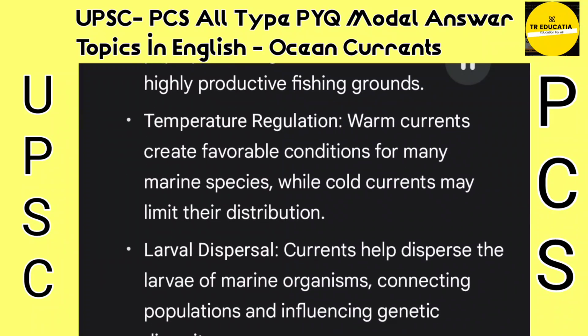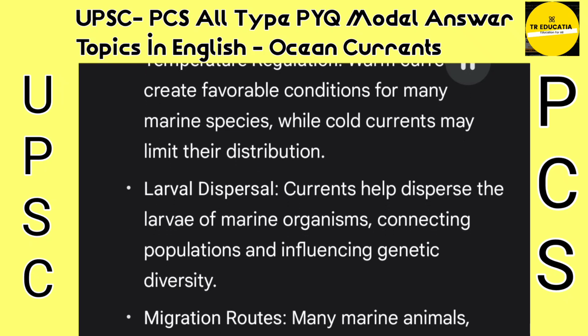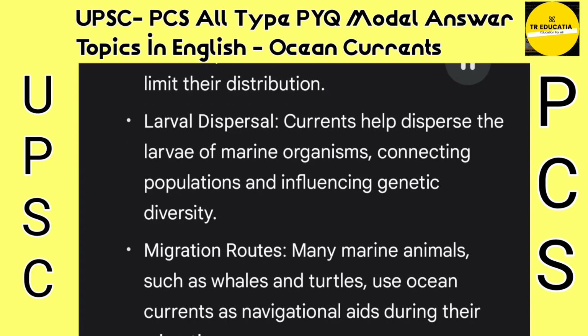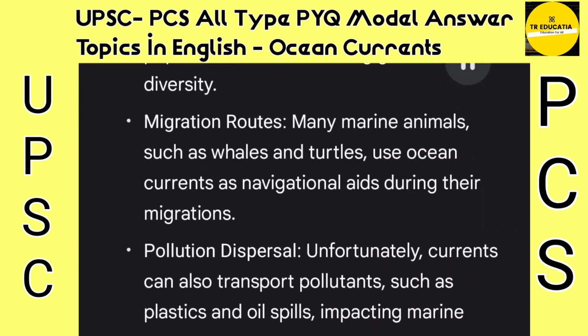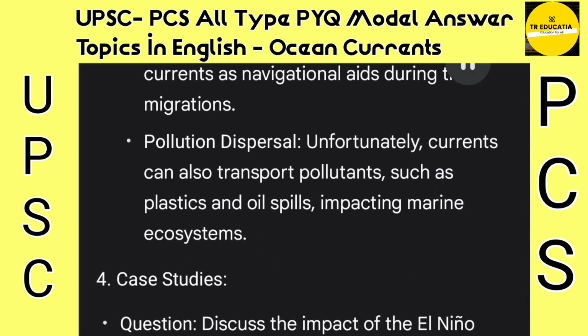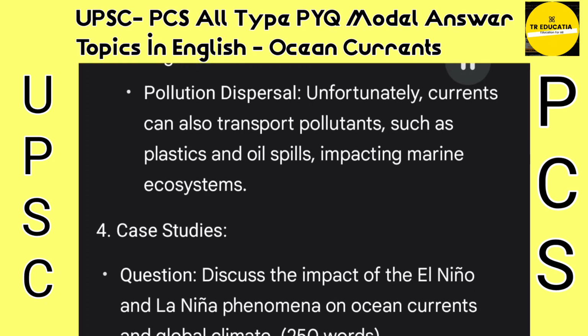Temperature regulation. Warm currents create favorable conditions for many marine species, while cold currents may limit their distribution. Larval dispersal. Currents help disperse the larvae of marine organisms, connecting populations and influencing genetic diversity. Migration routes. Many marine animals, such as whales and turtles, use ocean currents as navigational aids during their migrations. Pollution dispersal. Unfortunately, currents can also transport pollutants, such as plastics and oil spills, impacting marine ecosystems.